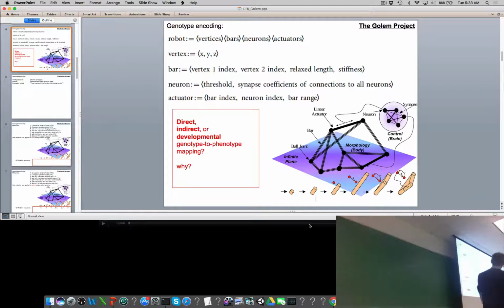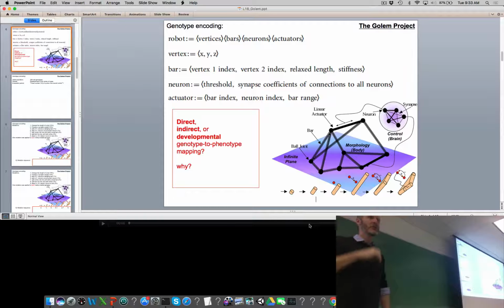We then have a list of neurons. Each neuron has a threshold and a list of synapse coefficients of connections to all other neurons. Bit of a mouthful. What does that mean? Well, in the little cartoon here, you can see the neural network sort of floating outside the body of the robot. So we define a neuron here. One element in the neurons list is a neuron. It has a threshold associated with it. Remember, the threshold has to do with the activation function.